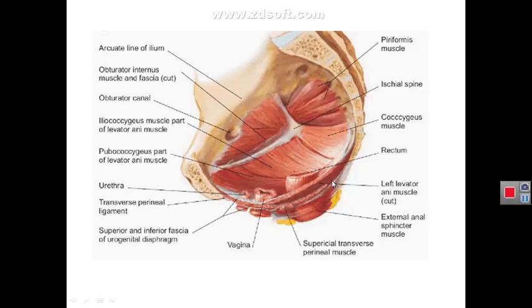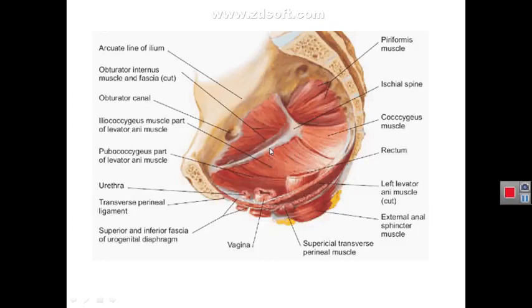This is a sagittal section into the true pelvis. You can see this is the body of the pubis, showing the symphysis pubis here anteriorly, and this is the sacrum, a mid-sagittal section into the sacrum. And here I want to revise the walls of the true pelvis.